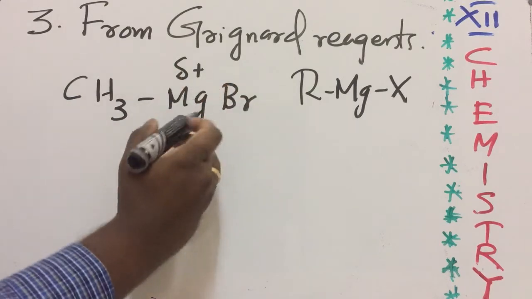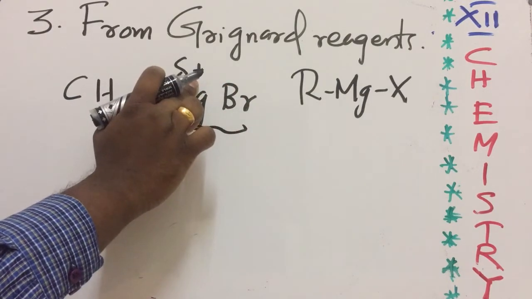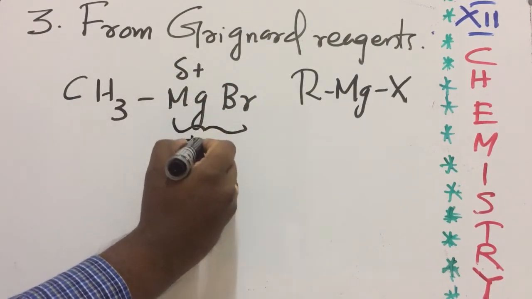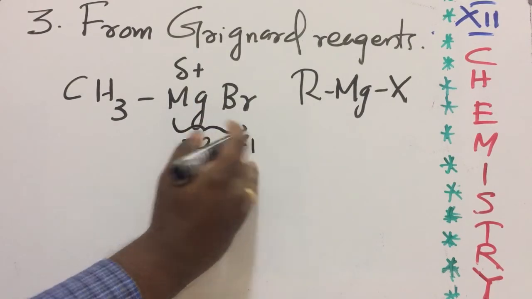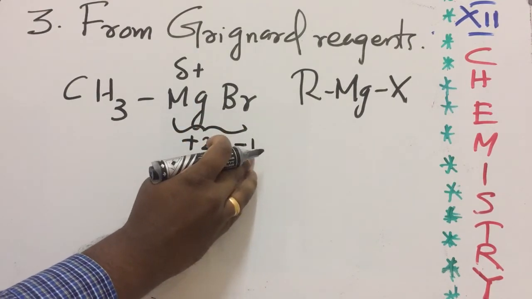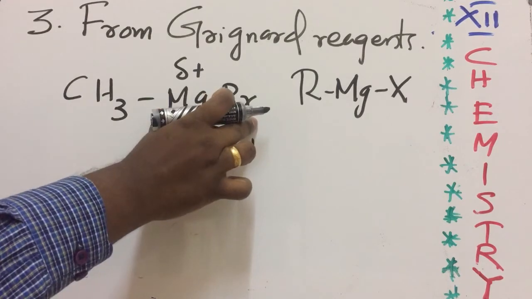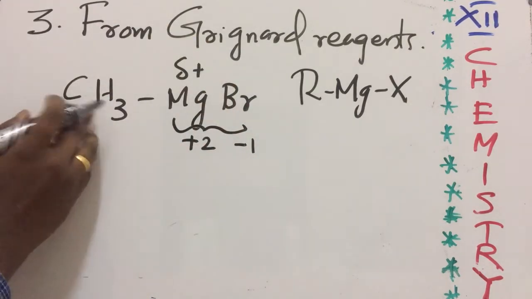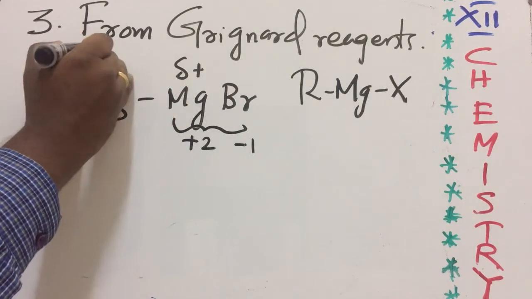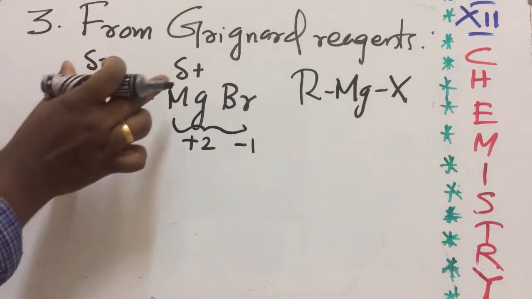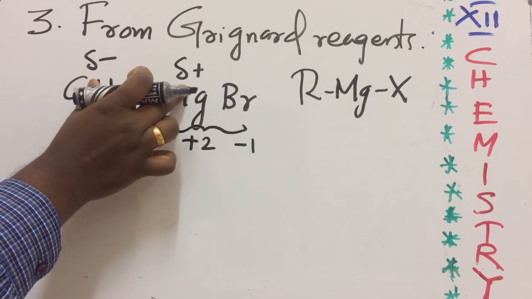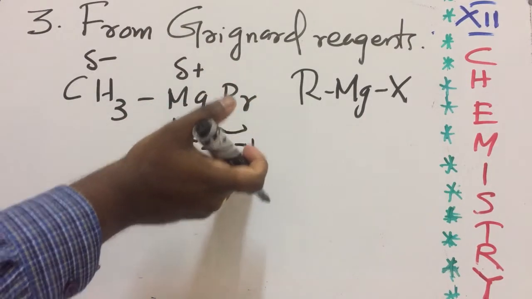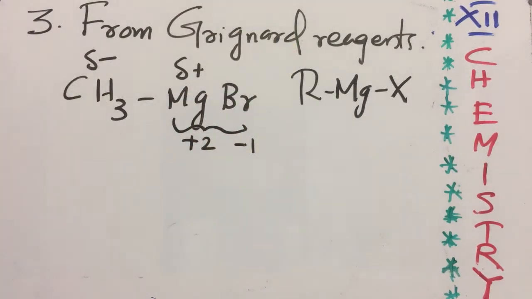So this part is positive. Why? Because Mg is plus 2, Br is minus 1, plus 2 minus 1 is plus 1. So MgBr together we can take as positive. What about CH3? If that is positive, CH3 is delta negative. This idea will help you understand the reactions related to Grignard reagent.